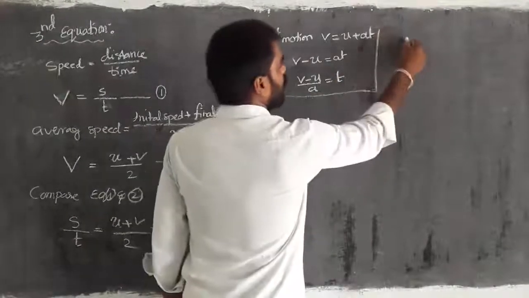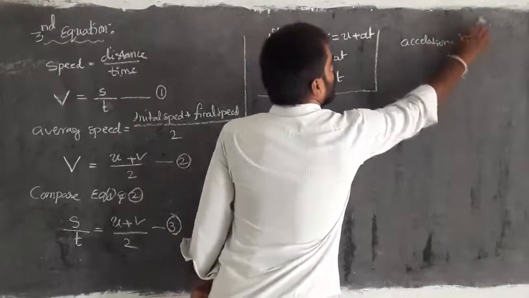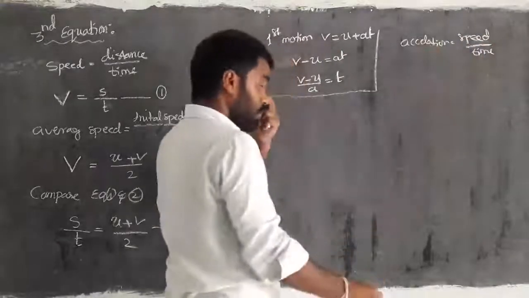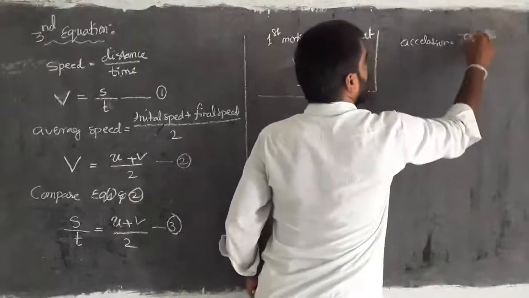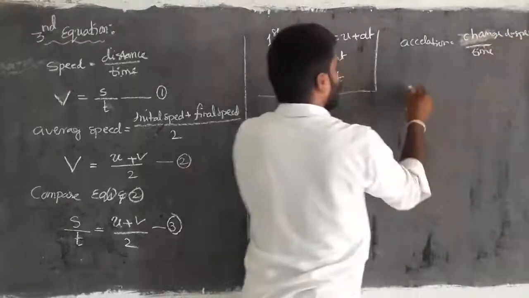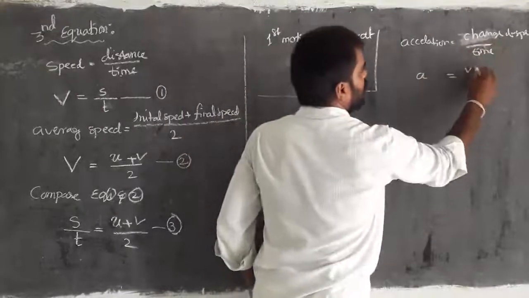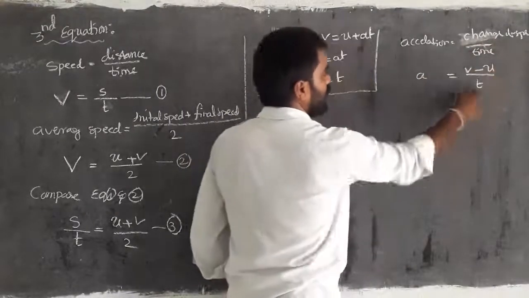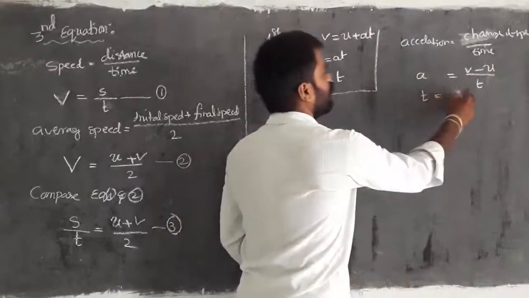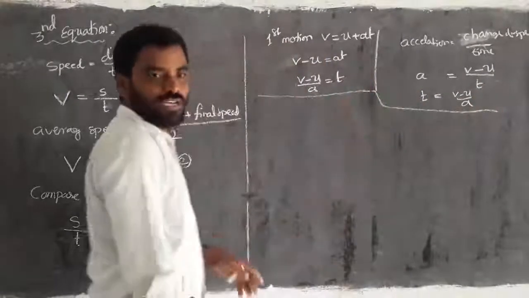If not, already we are familiar, acceleration is equal to change of speed by time. So change of speed, with acceleration as a, change of speed means v minus u, time t. Here we just have to interchange the a and t. For that we can write t is equal to v minus u by a. So in two ways we can get the same equation.